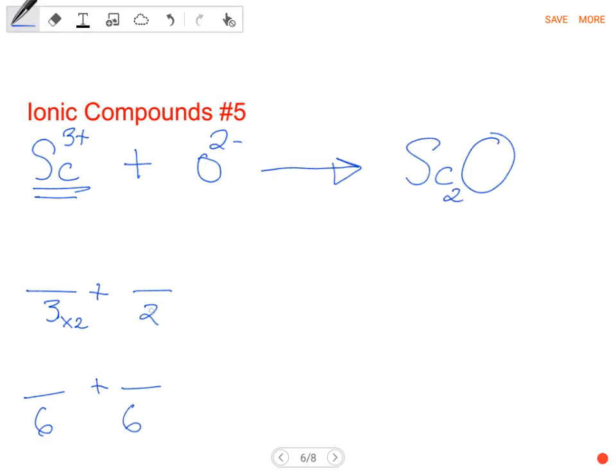Okay, let's go over. We're at 2. 2 times what gives me 6? It's 3. We need to have 3 oxygens. That's your ionic compound. We've balanced the charges perfectly.